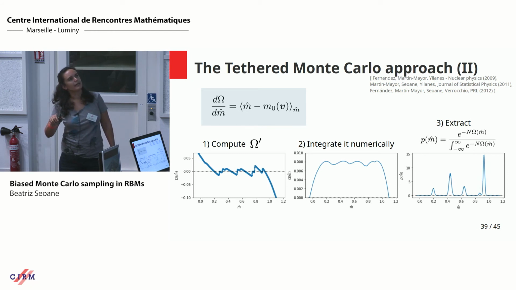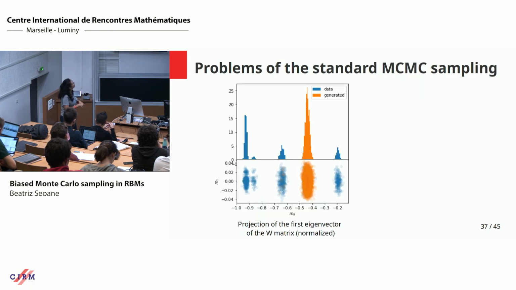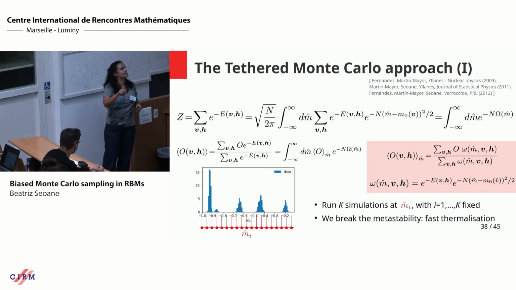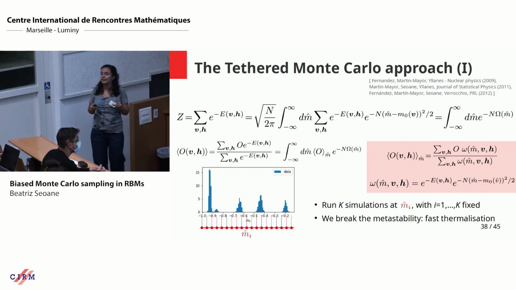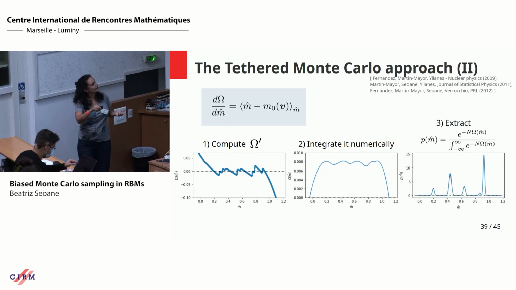We can compute the gradient. If we have the gradient, we can integrate it numerically. And once we have the gradient, we can compute the probability in the tethered ensemble, and we get all the peaks. It's clear that here, if we have a large n, here we don't have this n is uncorrelated, but if we get a large n, this would be essentially like the Dirac delta. So this is essentially the probability of the magnetization.